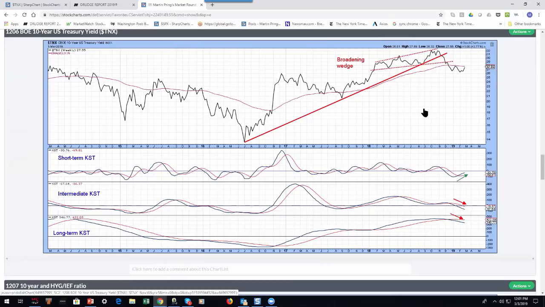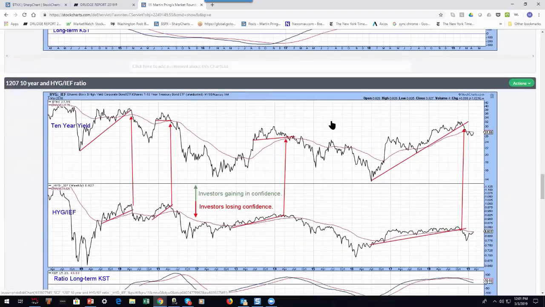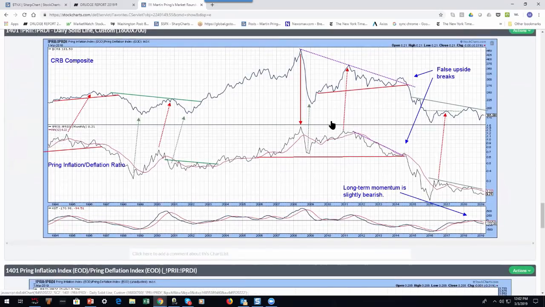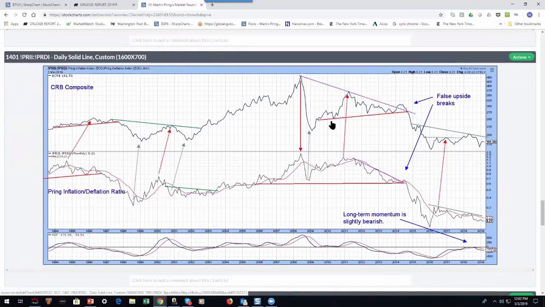And since bond yields tend to be driven by what happens in the commodity markets, let's take a closer look now and see what commodities are doing. So here is the CRB composite in the upper panel, the monthly chart going back to 1994. And underneath is my Pring inflation-deflation ratio. You can plot this on StockCharts very easily using the exclamation mark PRII, which represents the Pring inflation index.